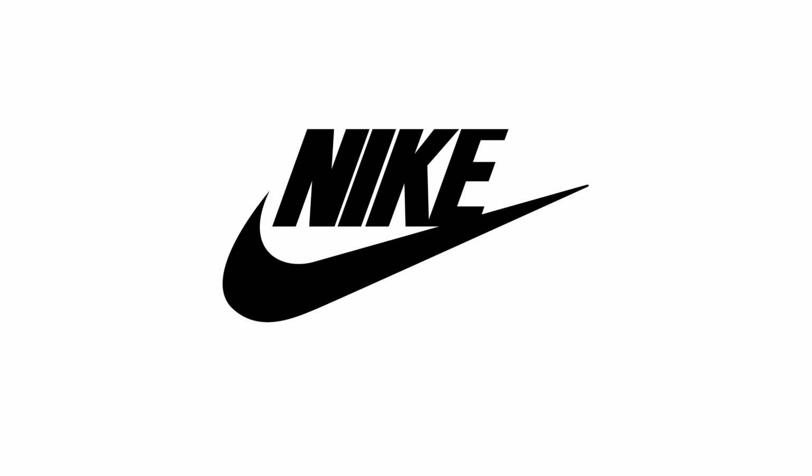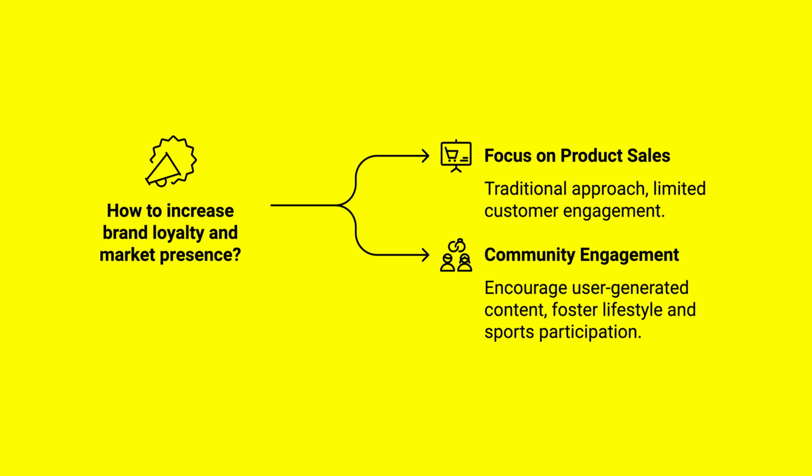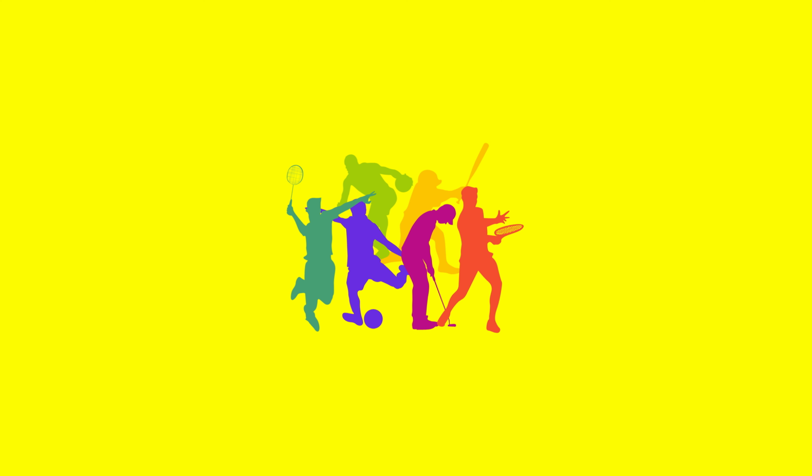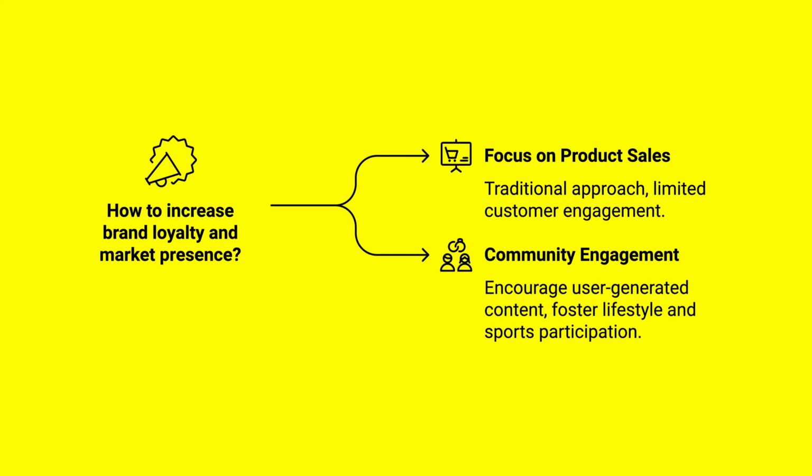Take Nike, for example. They often launch campaigns centered around engagement objectives, encouraging user-generated content with hashtags. By doing so, they not only promote their products but also foster community involvement. Their objective isn't just to sell shoes, it's about creating a lifestyle and encouraging participation in sports. This strategic approach has solidified their brand loyalty and kept them at the forefront of the market.